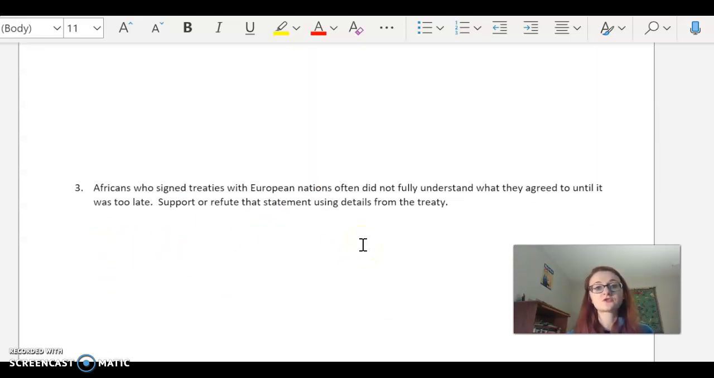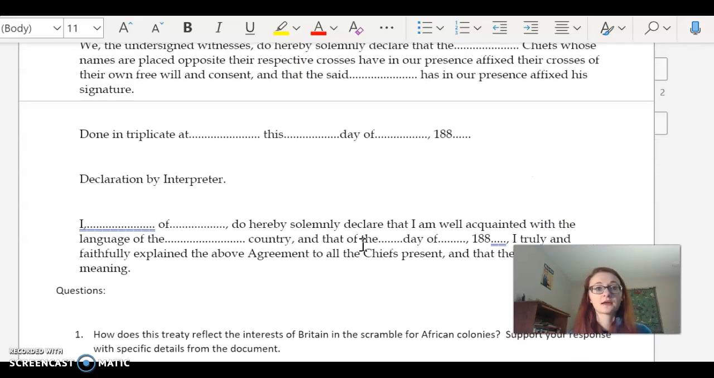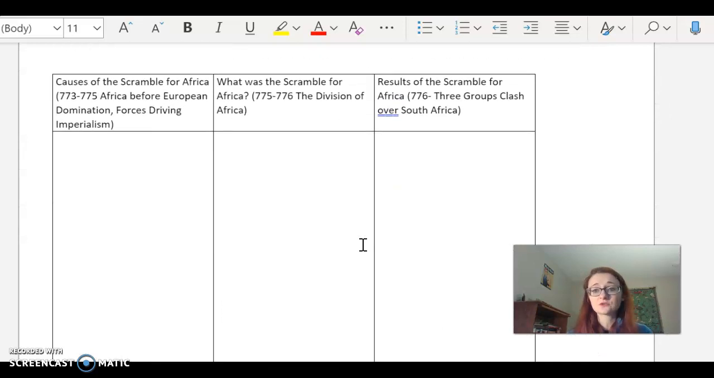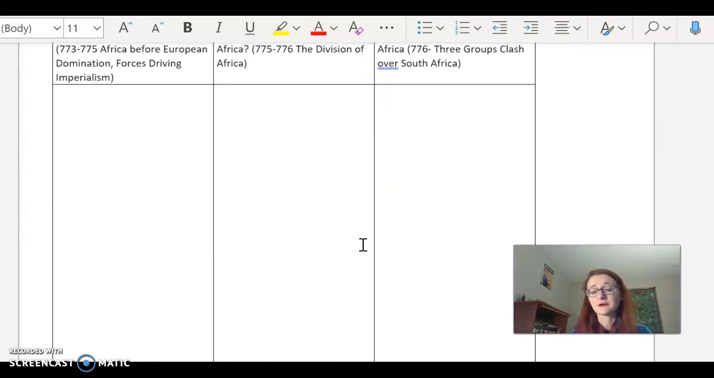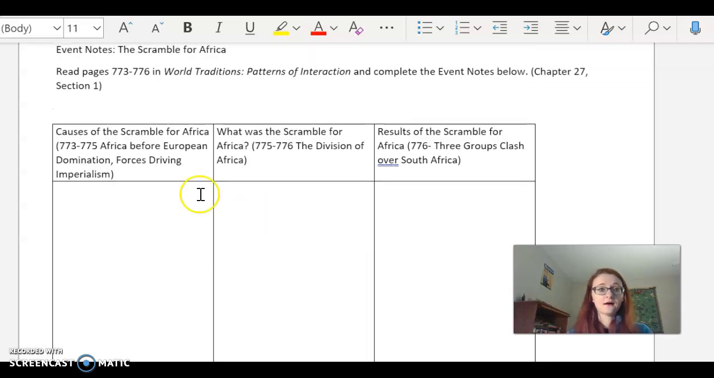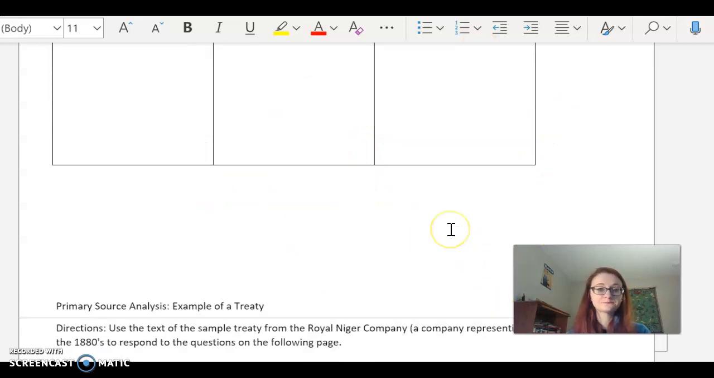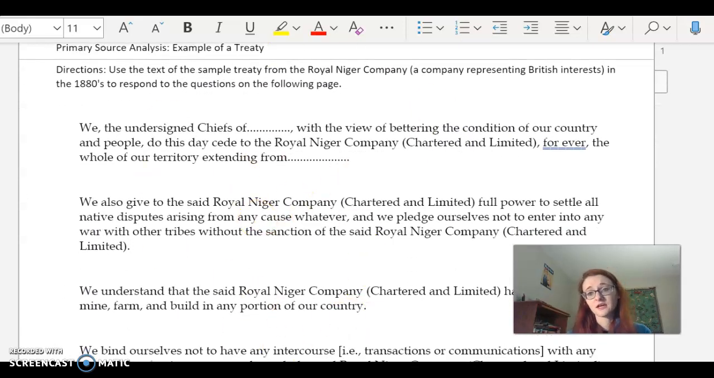Then 3, Africans who signed treaties with European nations often did not fully understand what they agreed to until it was too late. Support or refute that statement using details from the treaty. So with these 3 questions, it's really asking you to look at evidence, right? What can you pull from the document that supports those ideas? Okay, so it shouldn't take you too long. I bet it probably ends up taking a half hour of your time today. The causes, event notes, causes, what it was, results of, as well as the example of that treaty.